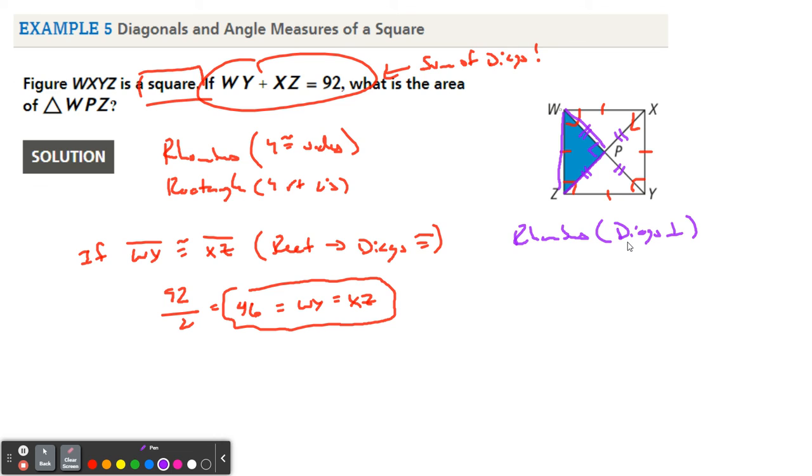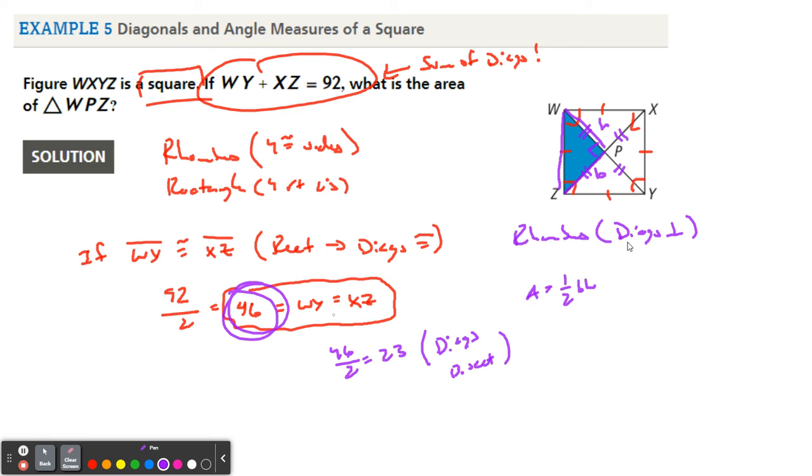To find the area of this triangle, we need to use the formula area equals 1/2 base times height. Because this is a right triangle, I know that the 2 parts of the diagonals are the base and height, because in a right triangle, the base and height are the legs. If each of these diagonals is 46, then each of those parts is 1/2 of 46, because they're each being bisected. So we're going to take 46 and divide it by 2 again. That's 23, and that's because the diagonals bisect each other. That's just the property of a parallelogram.